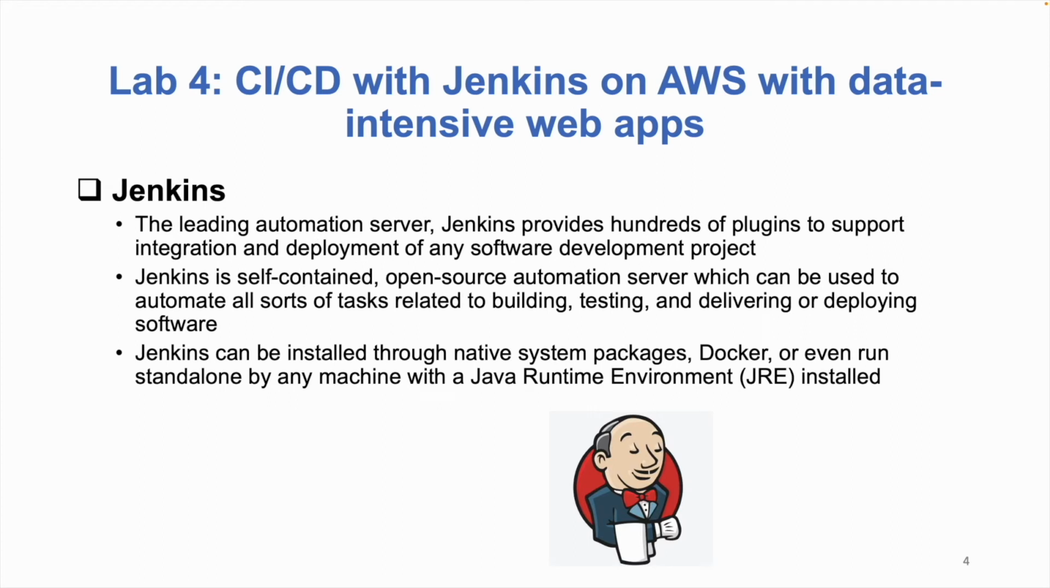In this lab, we will use Jenkins, one of the leading automation servers for CI/CD purposes. Jenkins provides many plugins to support integration and deployment of your software development project. Jenkins is a self-contained, open source project developed and maintained by a wide community in the DevOps world. Jenkins can be used to automate many different tasks, for example building, testing, delivering, or deploying software. To use Jenkins, you can install it on your machine through native system packages or using Docker containers. It can be installed on any machine that has a Java runtime environment installed.